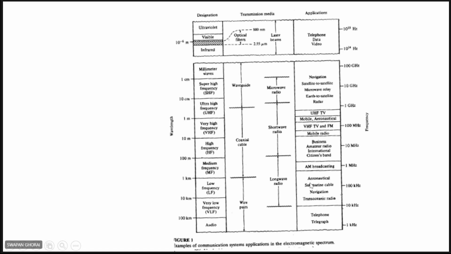AM broadcastings, aeronauticals, submarine cables, navigations, transoceanic radio, right? This frequency range is used in these applications. Next, you see mobile radio, VHF, TV, FMs, mobile aeronauticals, around 900 megahertz, mobile system it is used. UHF TV. Next, they are the frequency ranges for different satellite and microwave applications.